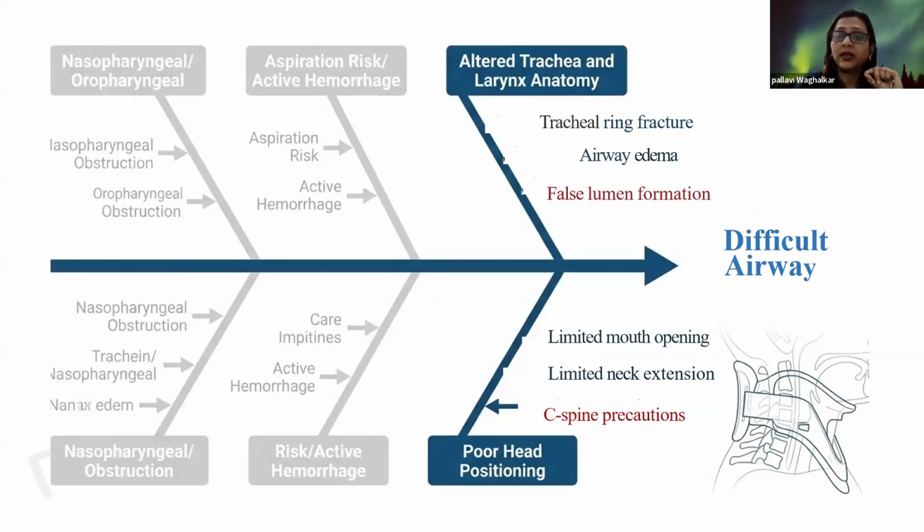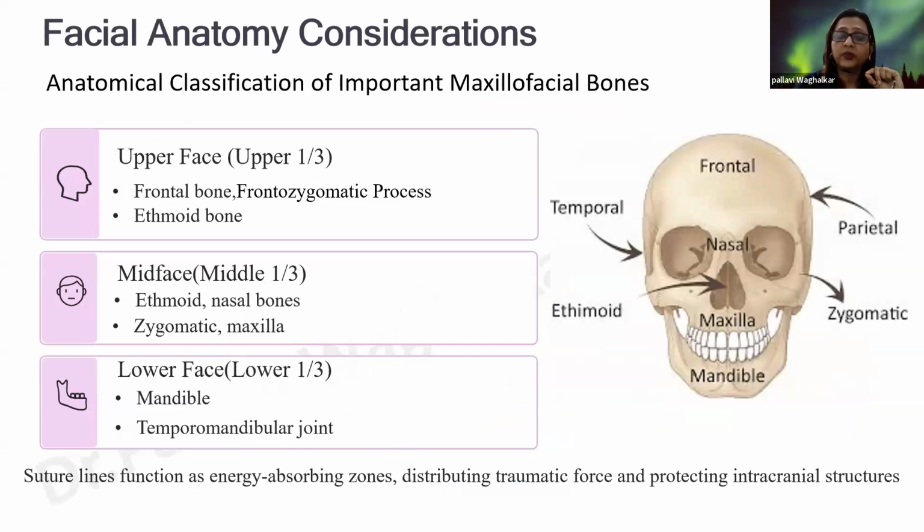If there is associated cervical spine trauma, then there will be a collar and manual inline stabilization, which will make your intubation difficult. So let's consider first the anatomical classification of the important maxillofacial bones. We all know that the face has been divided into three parts: the upper face, which includes frontal bone, frontozygomatic process, ethmoid bones. Mid face includes ethmoid, nasal bones, zygomatic process, and maxilla. And lower face includes mandible and TM joints.